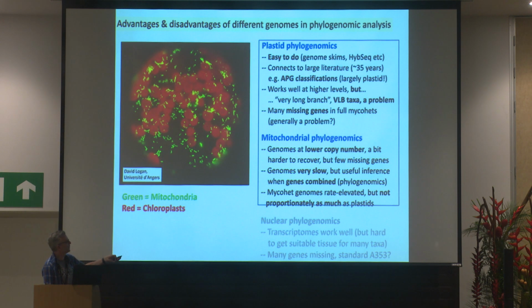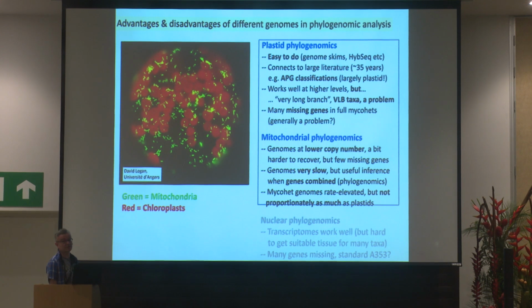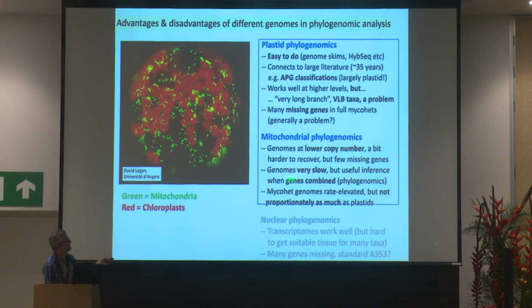So just a few points about that. They're a little bit harder to obtain from genome skim data because the concentration per cell is lower. But when you do get them, they tend to have very few missing genes, whereas plastid data often have many missing genes. These genomes are very slow, which is probably why they've been neglected in use in big studies. But in combination, the genes are really good in phylogenomic analysis.